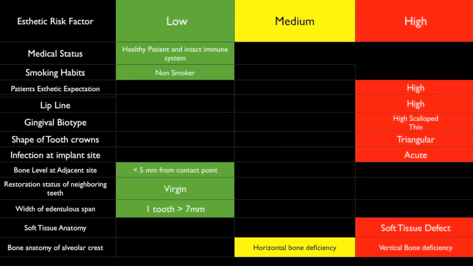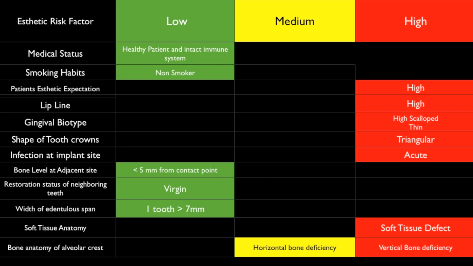Here in this case, we can clearly see that the patient is in the high aesthetic risk factor, knowing that she's healthy, she doesn't smoke, but her expectation of the treatment is high. Remember, she's a very attractive young female, and she has a high lip line, which is of course a high aesthetic risk. She has a high and thin scallop biotype. The shape of her teeth are triangular, and she has an acute infection on the site.